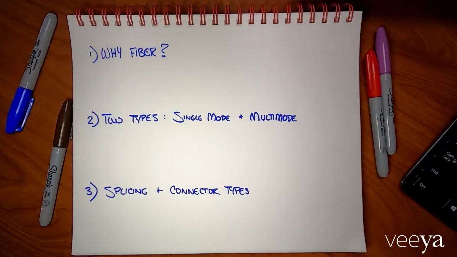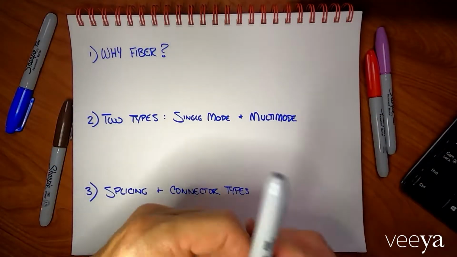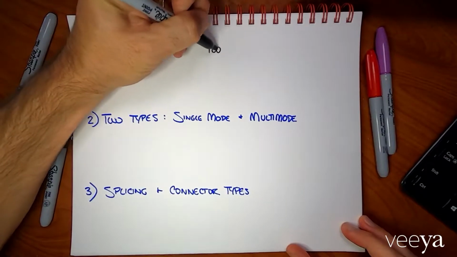Well, let me start off with the first question. Why do we use fiber optic cabling? This stuff. The main reason, number one reason, is because of distance. When you're cabling a building, Ethernet cable can only go 100 meters.